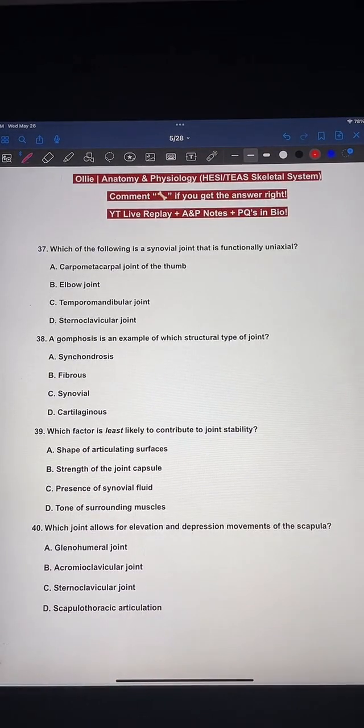Moving on to number 37, which of the following is a synovial joint that is functionally uniaxial?